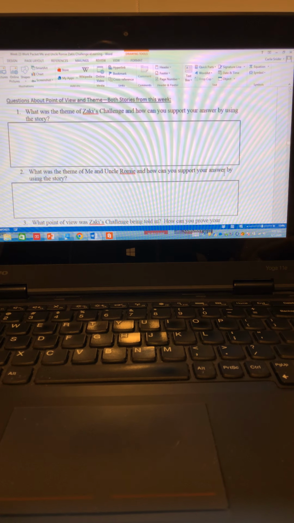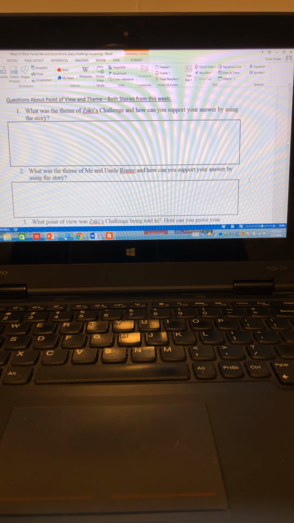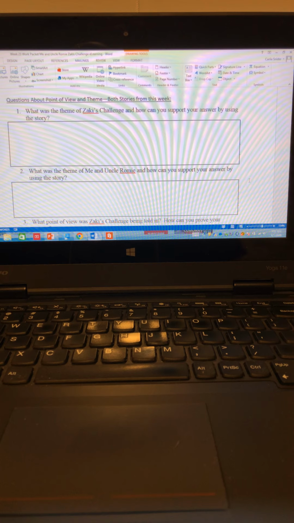In the rest of your work today, you're going to be doing questions based off of point of view and theme from both stories, Zackie's Challenge and Me and Uncle Romie. You need to go back to both to help identify point of view from both and what were your clues that helped you come up with that answer. You're also going to need to think about theme from both stories, Zackie's Challenge and Me and Uncle Romie.